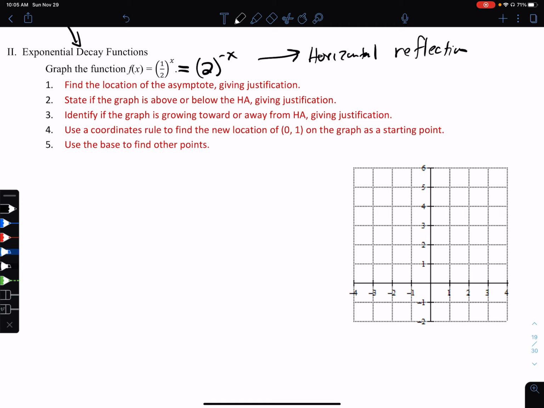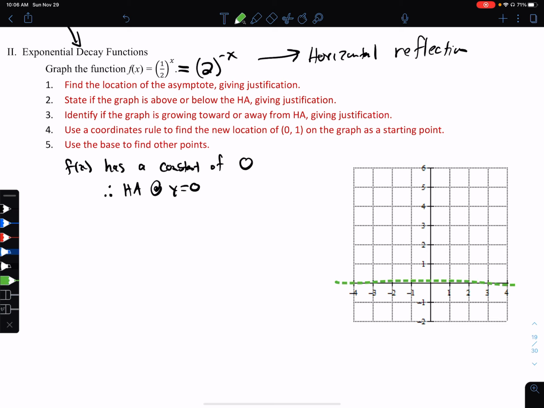So the constant, f of x has a constant of 0. Therefore, there's a horizontal asymptote at y equals 0. That is the x-axis.